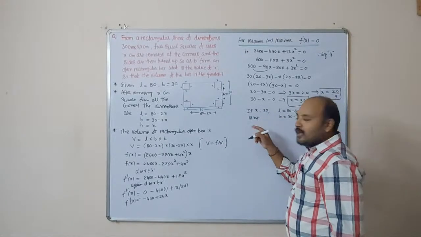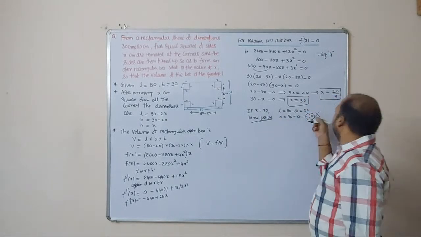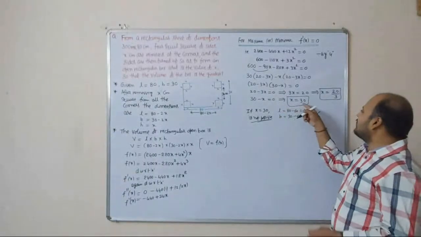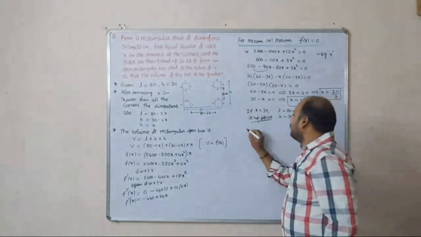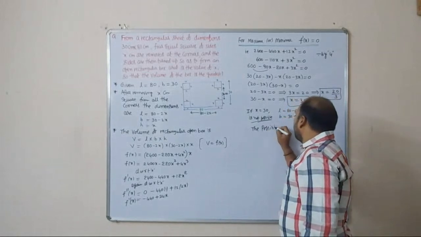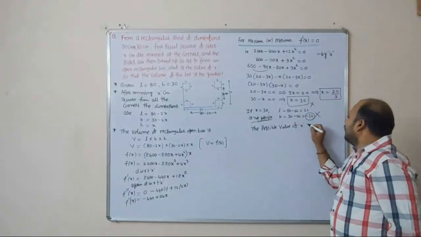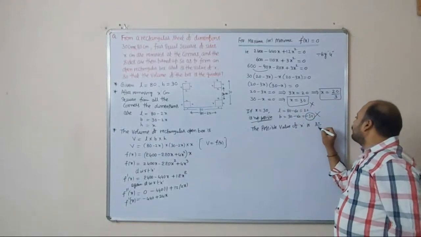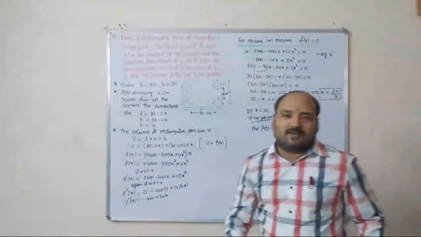Why am I writing here not possible? Because of this reason, dear students. Now, whenever x is equal to 30 is not possible, obviously x is equal to 20 by 3 is possible. Therefore, the possible value of x is 20 by 3. Till this step, you will get 5 marks out of 7.